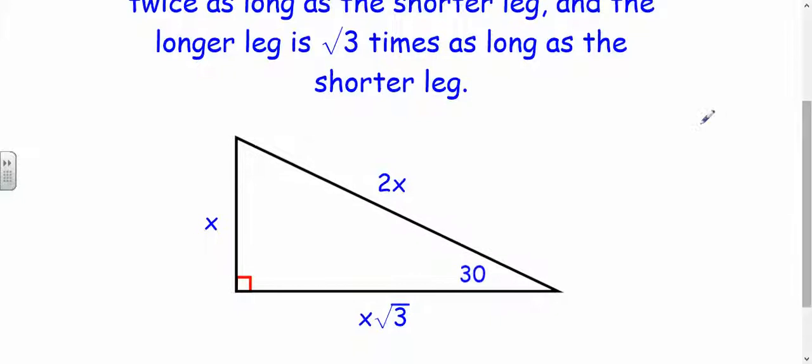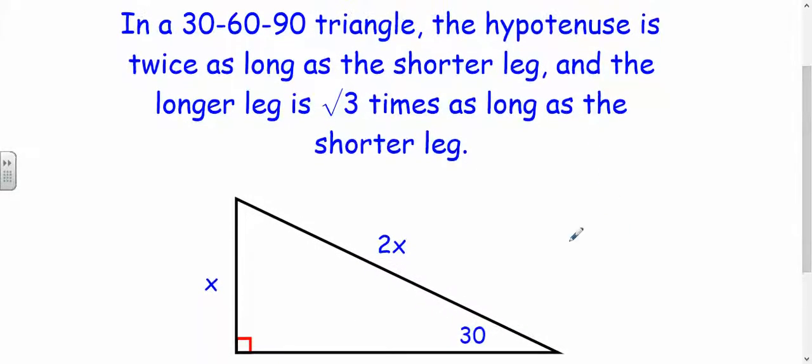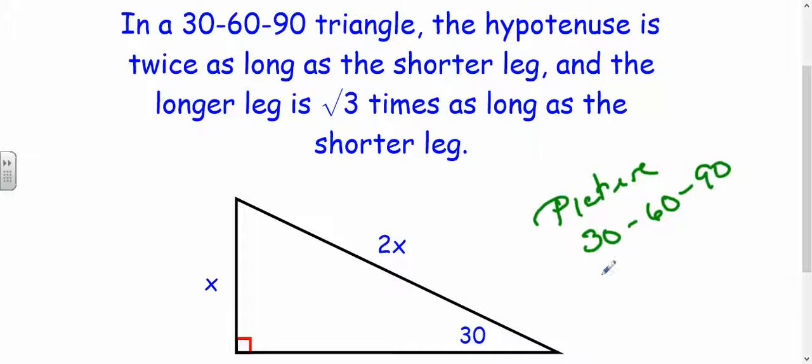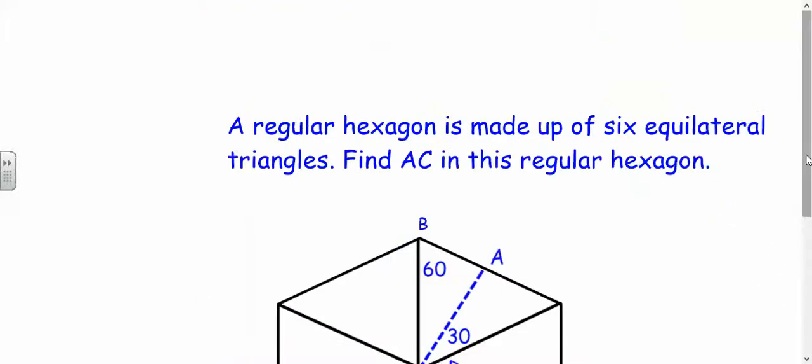Okay, here's your picture. If you want to draw a picture, stop the video and copy this down. This would be the picture for 30, 60, 90. So you were given a foldable. This would be the picture that goes in that foldable. You can go back to the 45, 45, 90s and do the same thing. A picture and your notes need to be in that foldable. All right, so here's an example.